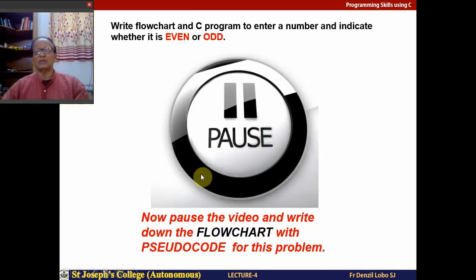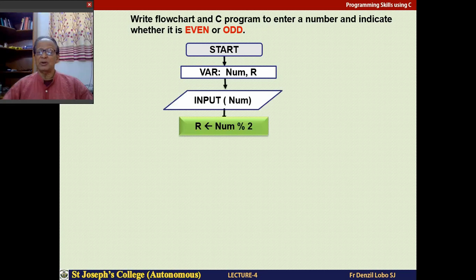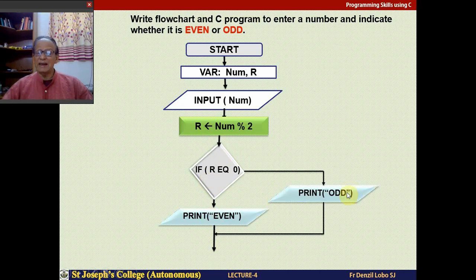Now you write the flow chart for this problem. So first you enter a number, then find the remainder r, and then ask this question: if r is equal to 0, you say it is even number, else it is going to be odd number. Here we are, start, number, r, and input number. You find the remainder, and then you ask this question: if r is equal to 0, then you say print even, else print odd. And that is the end of my flow chart.